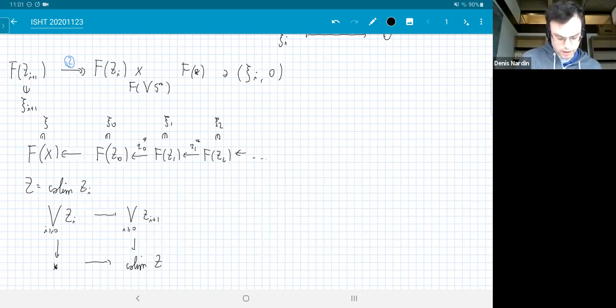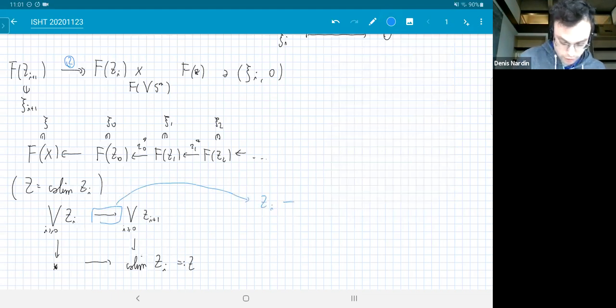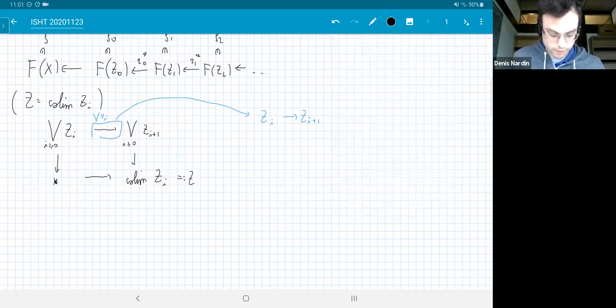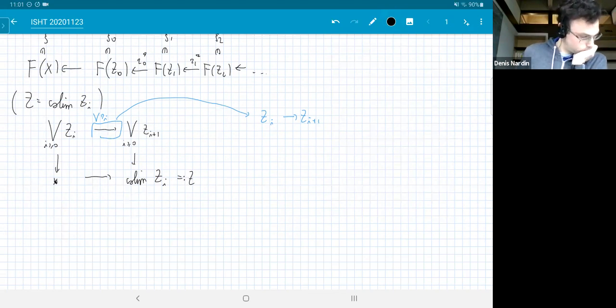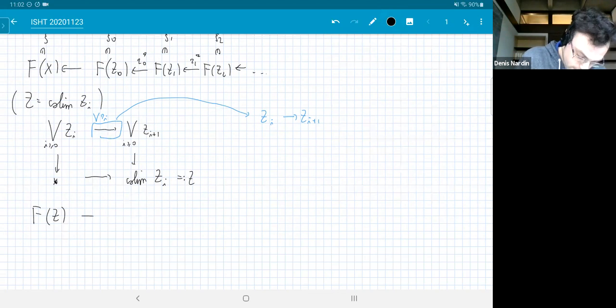And actually, now that I'm thinking about it, I don't need that z is the colimit of these z_i. I can also just define it as this pushout if you don't want to use the formula. It doesn't really matter. Let me be precise, this map comes from the inclusion of z_i into z_{i+1}. It's just the wedge of all these R_i's. We don't need it. It's a good intuition that it's the colimit, but it's not actually needed in this proof. So even if we didn't know this formula, it is still working. And so you have f of z surjects onto this product f of z_{i+1}.